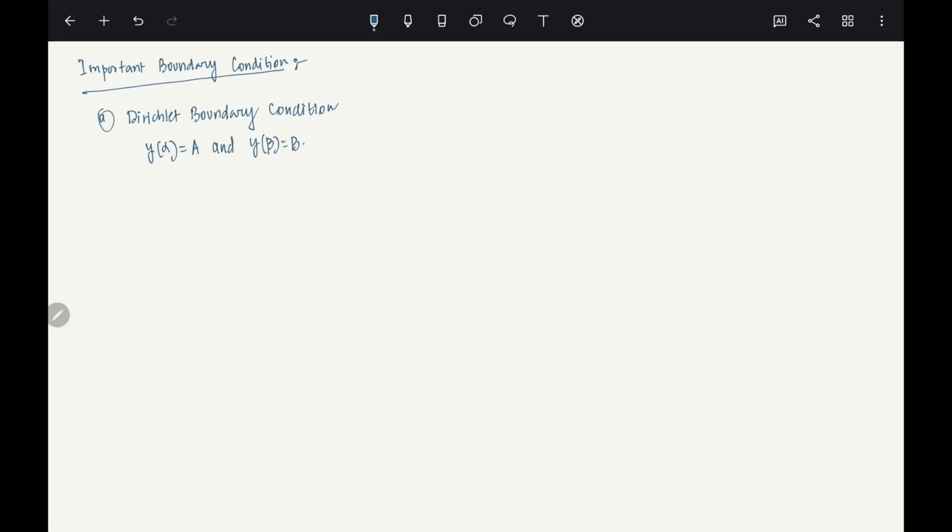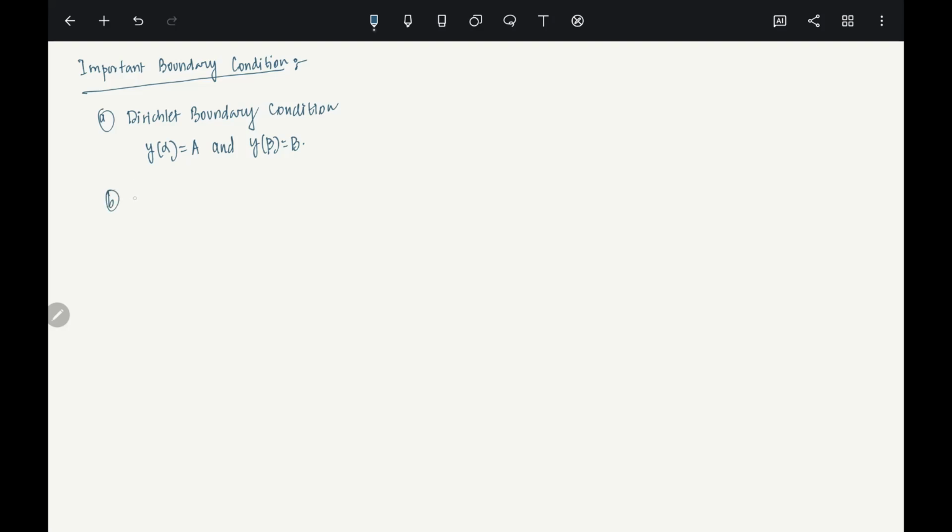So basically you need to have data at A and B, right? That's just given to you. So A and B are the two points where data will be given to you. The thing is, you don't need to know anything about what happens to y prime. We only know what happens to y at the point alpha and what happens to y at the point beta. That's your Dirichlet boundary condition.